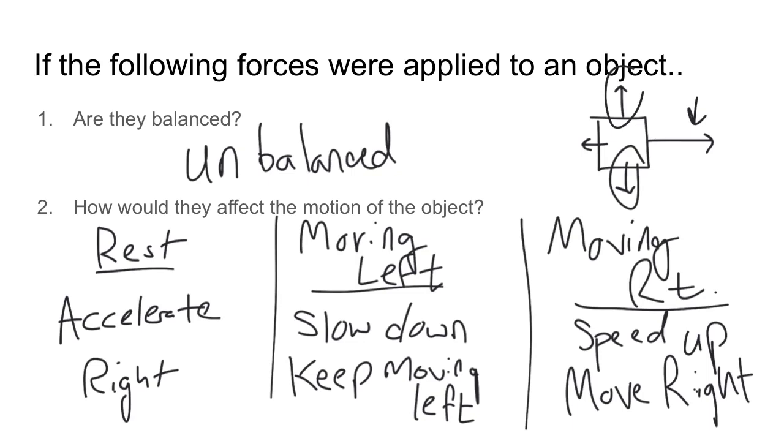And if we think about a balanced force, if the object is already at rest and the forces are balanced, it's not going to do anything. And if it's already moving a little bit, it's going to move at that constant speed. There's not going to be any change in the motion of that object. And so I hope that this video helps you to understand how balanced and unbalanced forces are actually going to affect the motion of an object.